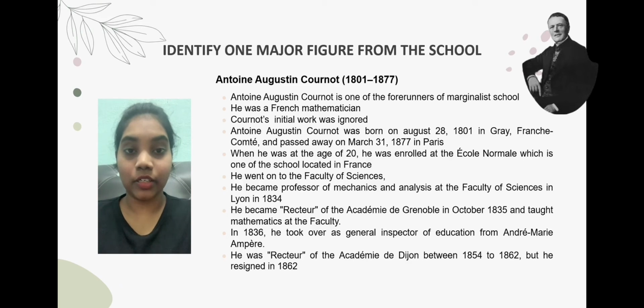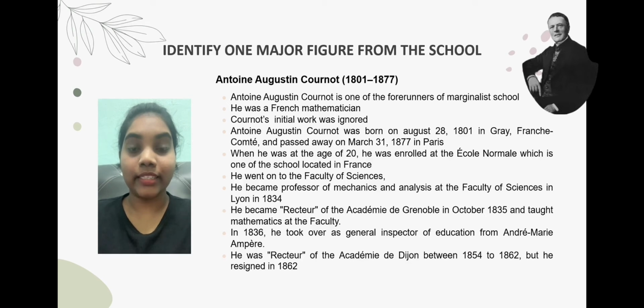Antoine Augustin Cournot was born on August 28, 1801 in Gray, Franche-Comté and passed away on March 31, 1877 in Paris. He exhibited a wide range of interests, a strong work ethic, and an even greater willingness for self-sacrifice. We can see his sacrifices when he remained unmarried in order to assist his father in bearing the hardship of a big family, and he secured employment at a notary's office in which he was not interested.